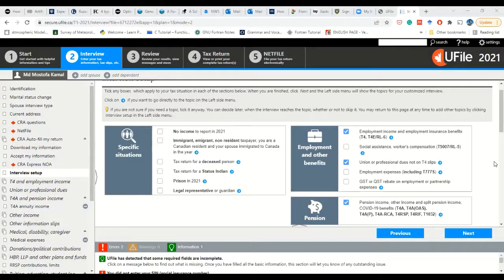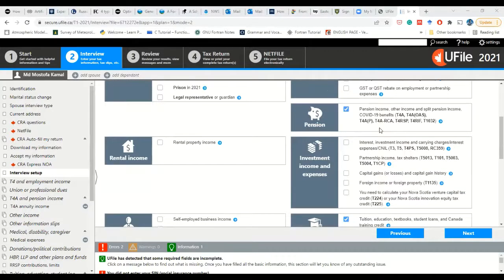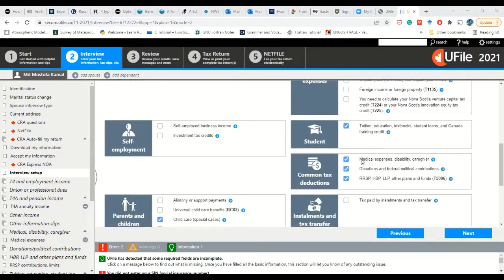I'll show you. As I said, in this form we created a form which is called medical and dental fees. Under these forms, medical expenses, disabilities, and caregiver, under this section I will show you how to claim it. Just wait for that part to come.